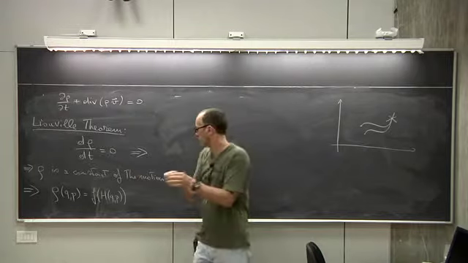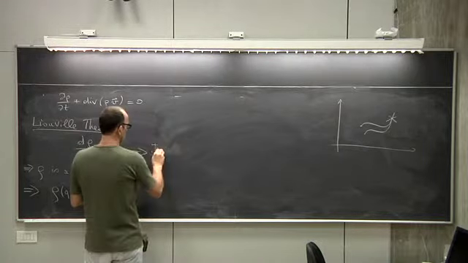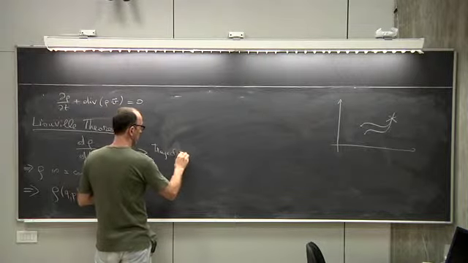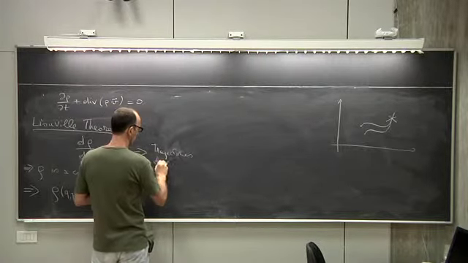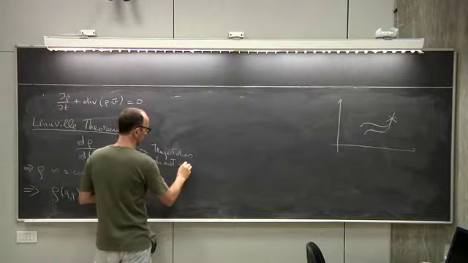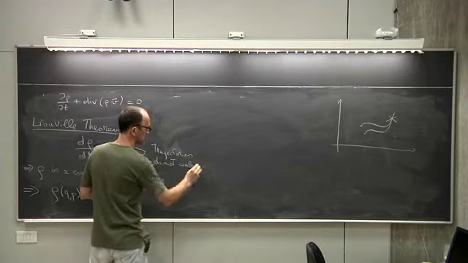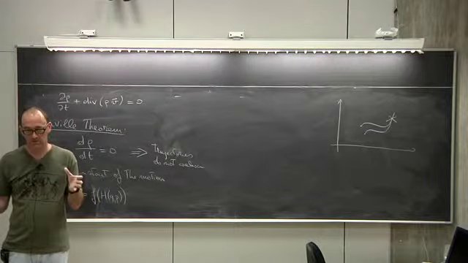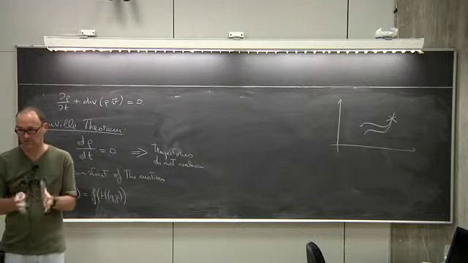Okay? So this means the trajectories do not coalesce. So they always stay separated. Okay.